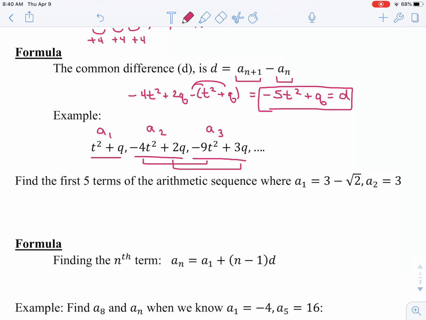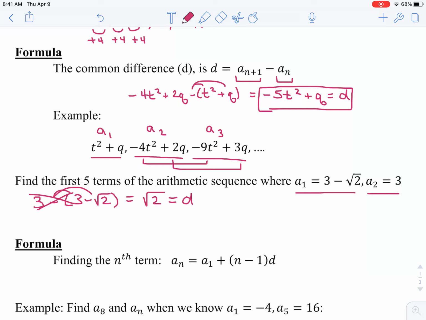This next example, let's find the first 5 terms of the arithmetic sequence where a sub 1 is 3 minus root 2, a sub 2 is 3. You might be able to quickly realize all they did was add a root 2. And if we check that using that formula from above, 3 minus root 2, distribute in the negative, that'd be a negative 3 and a 3, so they're going to cancel, becomes a positive root 2.